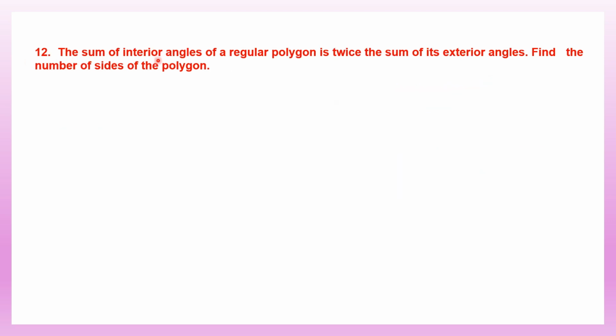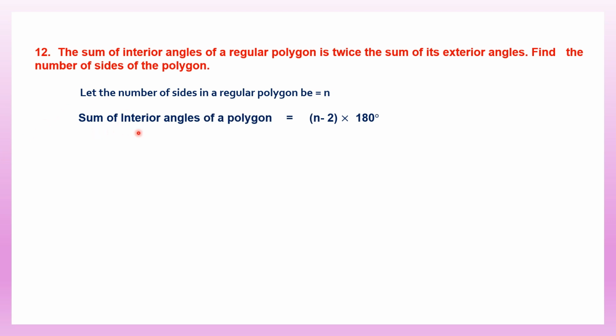Question 12. The sum of the interior angles of a regular polygon is twice the sum of its exterior angles. So with the help of that, we are going to find the number of sides of the polygon. So let's begin by saying let the number of sides be n. And here, to find the sum of the interior angles, this is the formula. And the sum of the exterior angles is always 360. Remember, the sum of exterior angles of a polygon will always be 360.